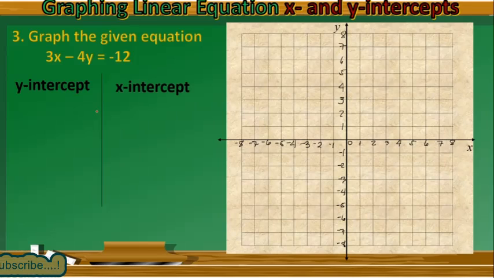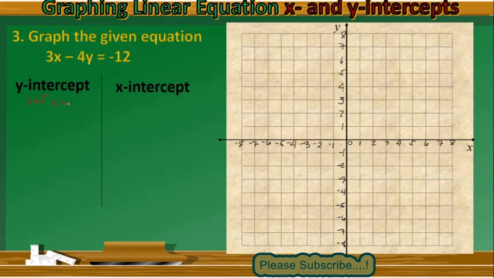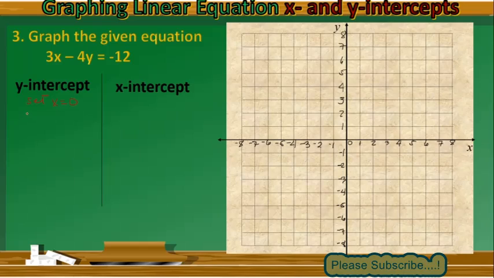Okay, to find the y-intercept, we again set x to 0. So using the equation, we have 3 times 0, because our x is 0, minus 4y equals 12. So the remaining is negative 4y equals 12.